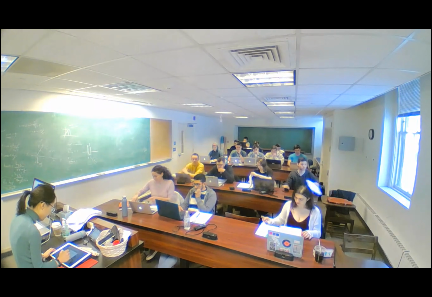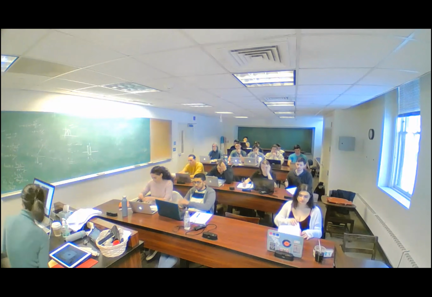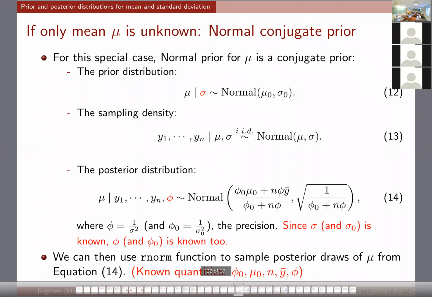We did a detailed derivation of the case where the mean is unknown in the normal model. And then we looked at how you can do it. So these are the results that we saw last time. And in class, we did a step-by-step of how to derive this posterior for mu. The specific situation here is that we assume the standard deviation is known. So mu is the only unknown parameter.